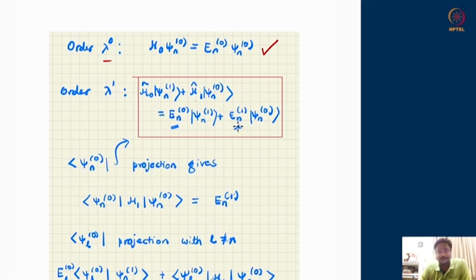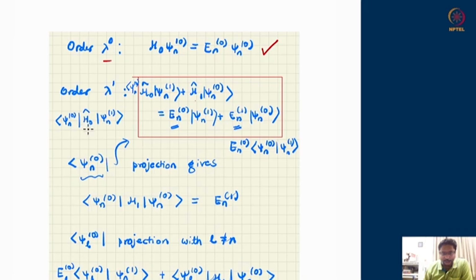Since it is a vectorial equation, I can take the projection of the equation along any basis direction. For example, I can hit the whole equation from the left with bra psi n0. That means I will just take psi n0 throughout the equation, both the left hand side and the right hand side. When I hit the left hand side, the first term I get is psi n0 hitting the H0 term and psi n1. The first thing on the right hand side similarly I will get is En0, which is a number, it will just go across, and then psi n0 will go and hit the psi n1.